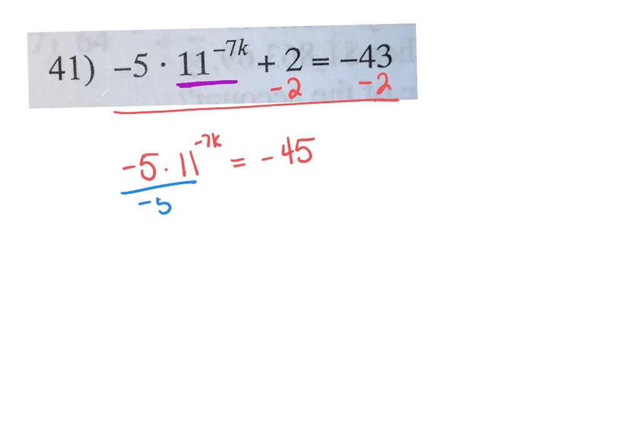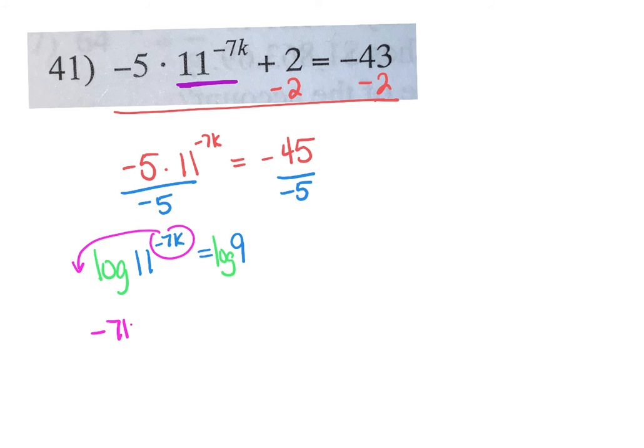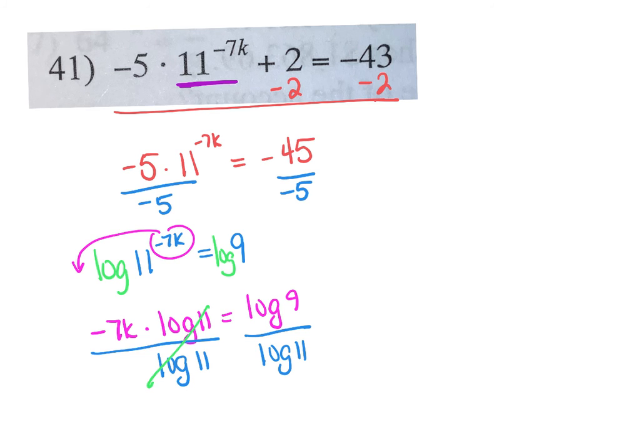And then we're going to divide by that -5. We get 11 to the -7k equals 9. And here's where we can take the log of both sides. On the left, I can expand and move that forward. So I have -7k times log 11 equals log 9. I can divide both sides by the log 11. So on the left, I end up with -7k equals log of 9 divided by log 11. And then I can divide both sides by that -7. And again, round to the nearest 4 decimal places.